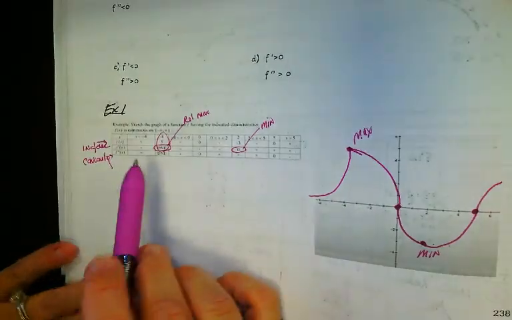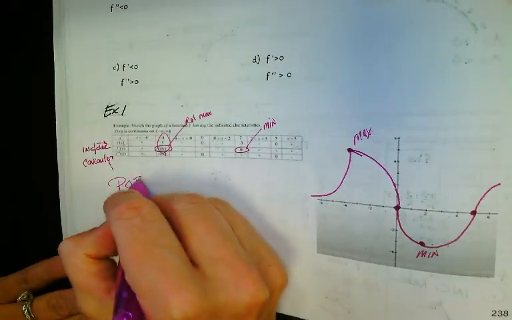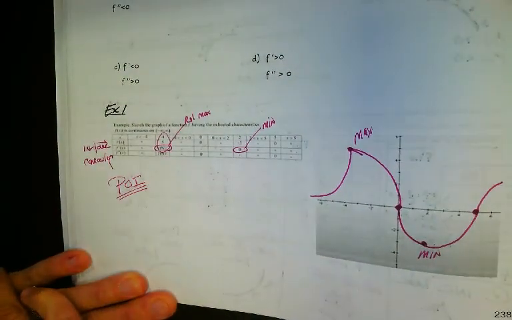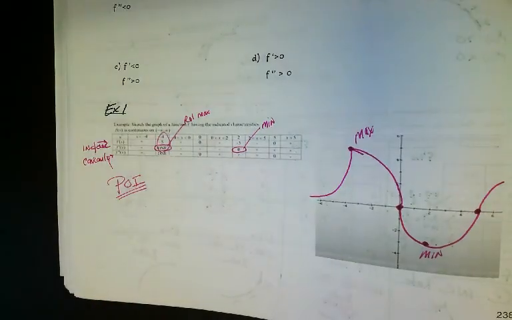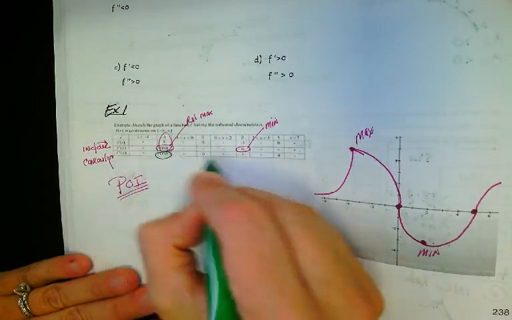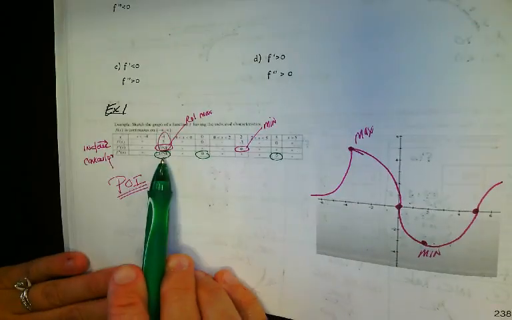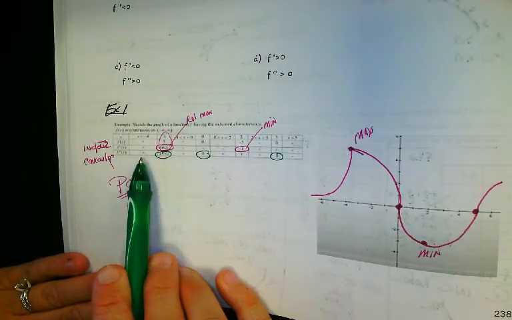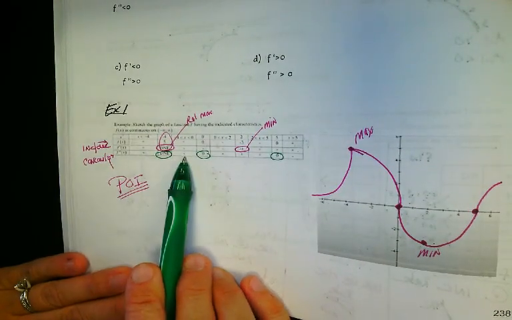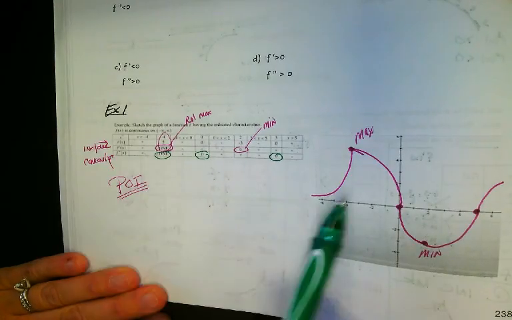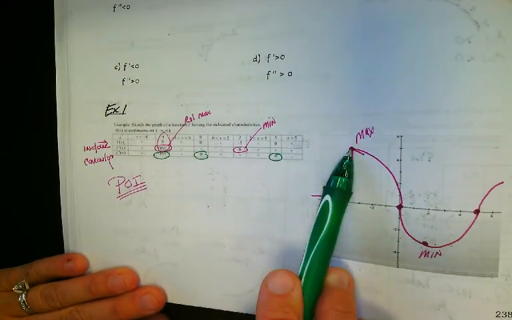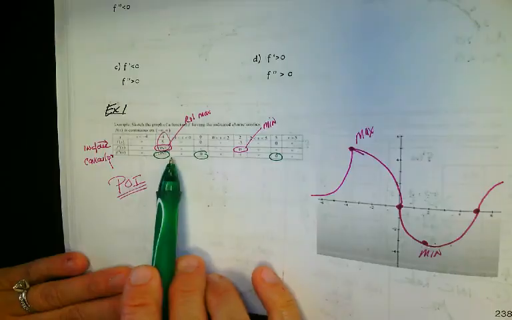Point of inflection. Okay, so if I'm looking for a point of inflection, I'm looking when the second derivative equals 0 or doesn't exist. So here's a doesn't exist, here's a 0, here's a 0. Before -4, I go from a positive to a negative, so I should have a point of inflection at -4, which it does. It changes from concave up to concave down.